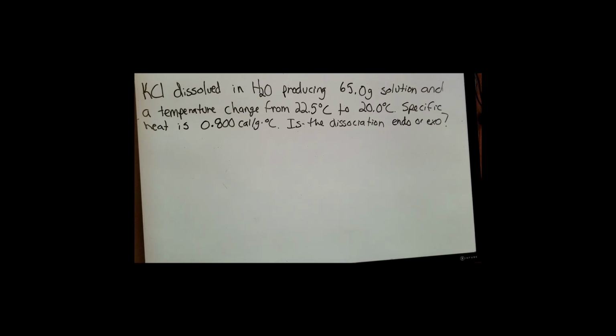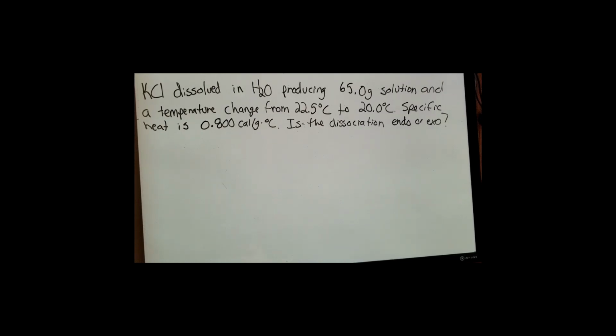So let's look at this next problem. We have potassium chloride dissolved in water, producing a total amount of 65 grams of solution and a temperature change from 22.5 degrees Celsius to 20 degrees Celsius. The specific heat is 0.8 calories per gram times degrees Celsius. So it's asking, is this dissociation endo or exo?